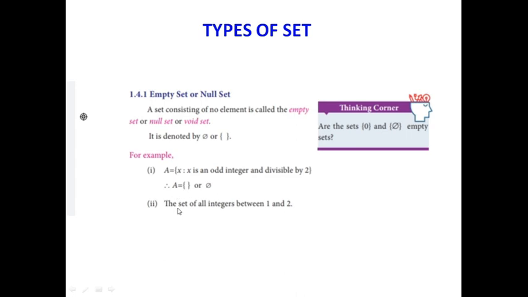The second example is the set of all integers between 1 and 2. Do we have any integers between 1 and 2? There is no value in between 1 and 2. Therefore, there is no element in that set, so it is an example for the null set. Can you all understand? If a set has no element, it is said to be the empty set, or we can say it is null set or void set.